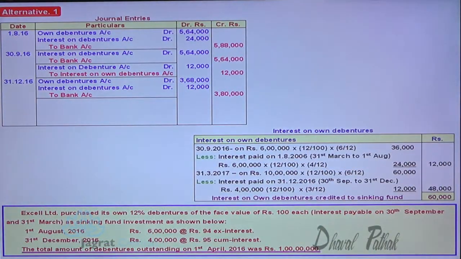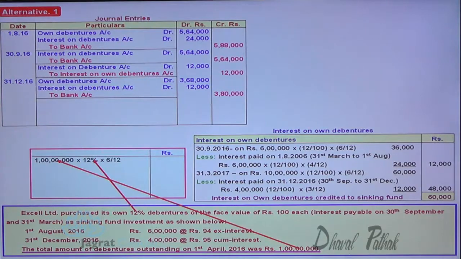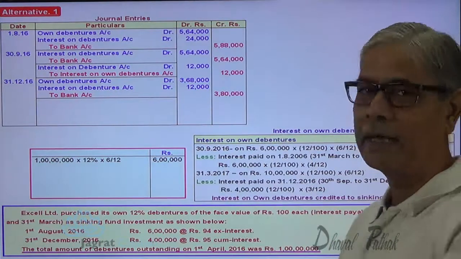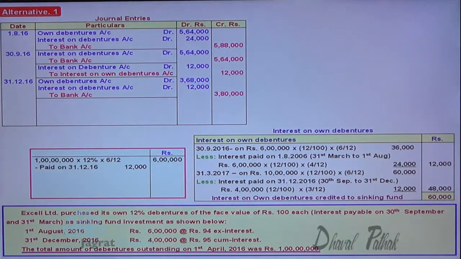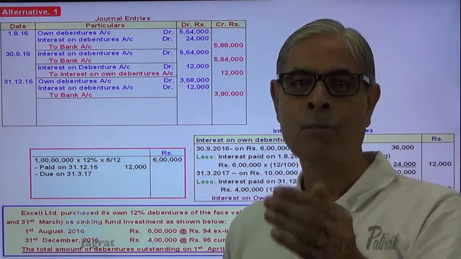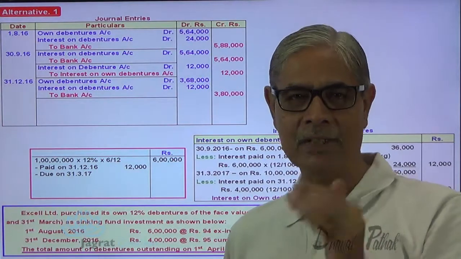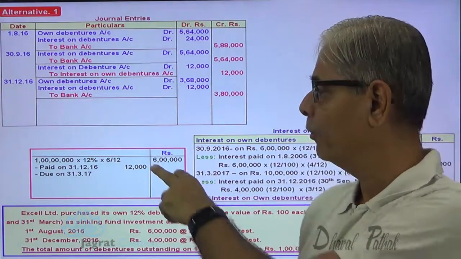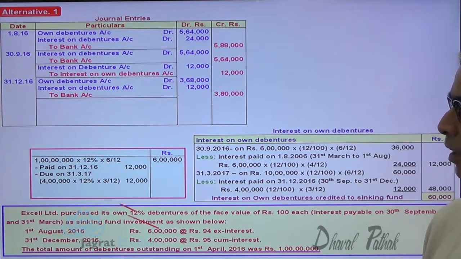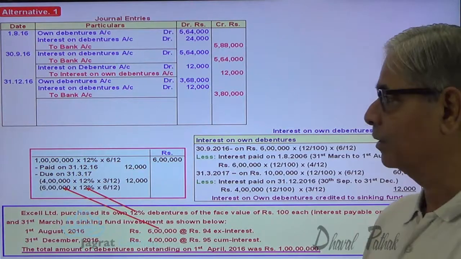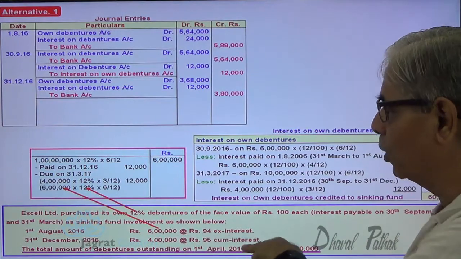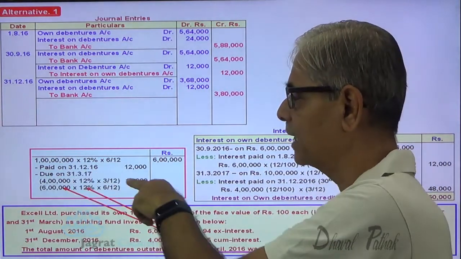Now on the interest date, total interest payable is on 100 lakhs at the rate of 12% for 6 months. Out of that, you have already paid 12,000 at the time of purchase. Now the due 3 months interest is paid on own debentures purchased, after 3 months from the last interest date. So interest was paid for 3 months, and for 3 months interest is due. So that is also 12,000. So on 4 lakhs, 3 months interest was paid, 3 months interest was due.